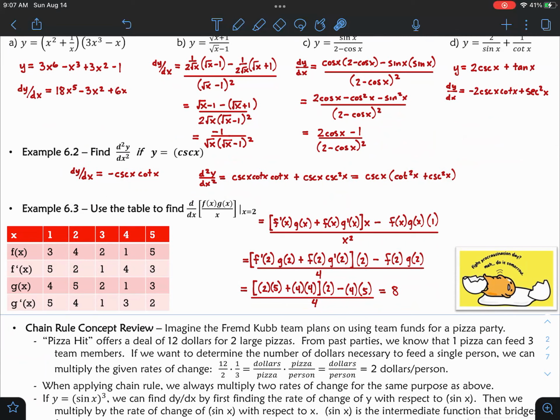Example 6.3, we see another table example. Finding the derivative of an f times g over x evaluated at x equals 2. Again, I'm not going to worry about plugging in x equals 2 until I've got my product rule and quotient rule sorted out. This does involve product and quotient, a product within a quotient. So here's what the derivative looks like in general. Then I replace all my x's with 2, and then I use values from the table to finish that up.